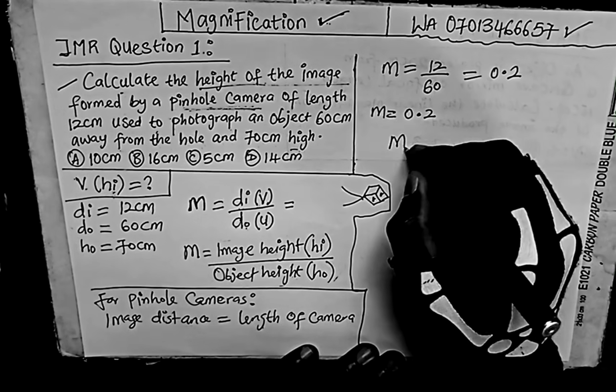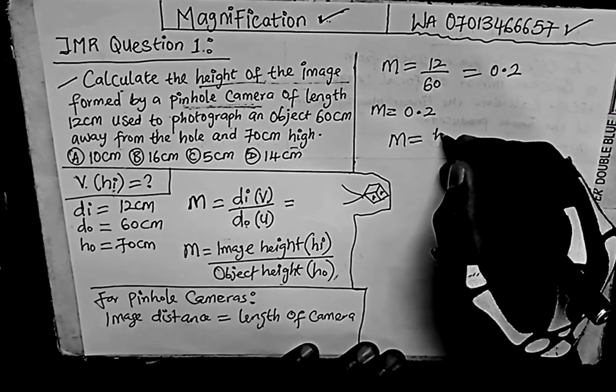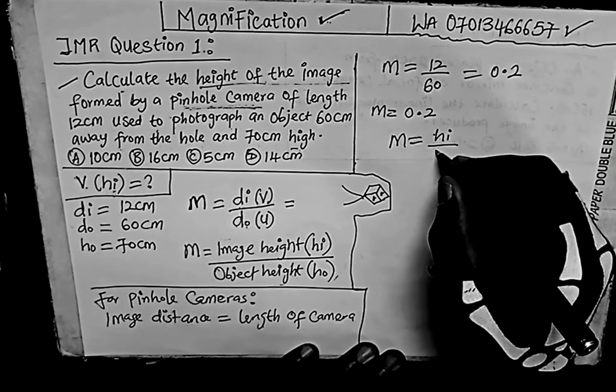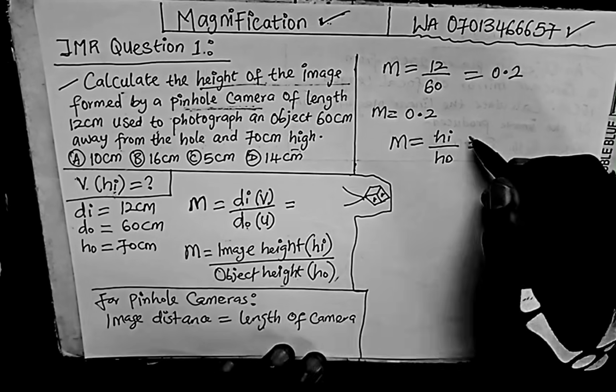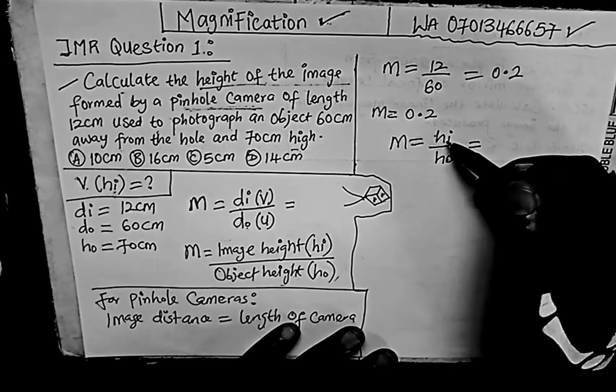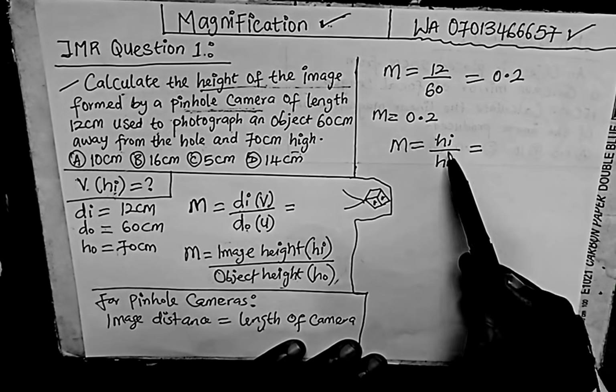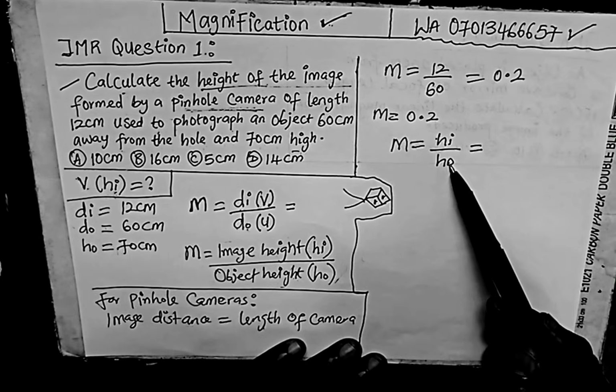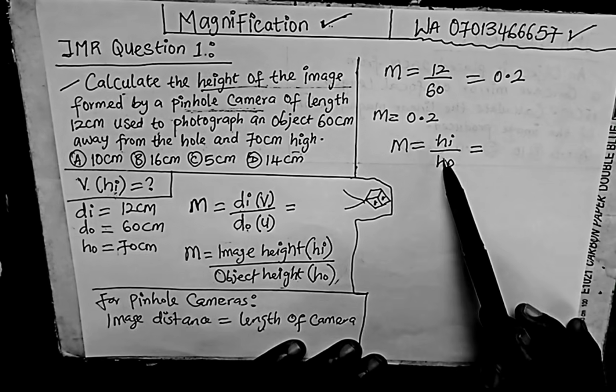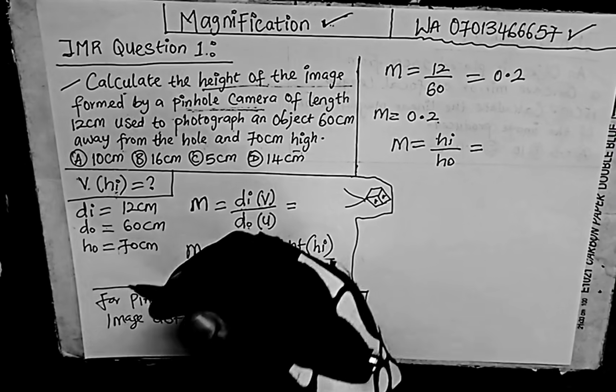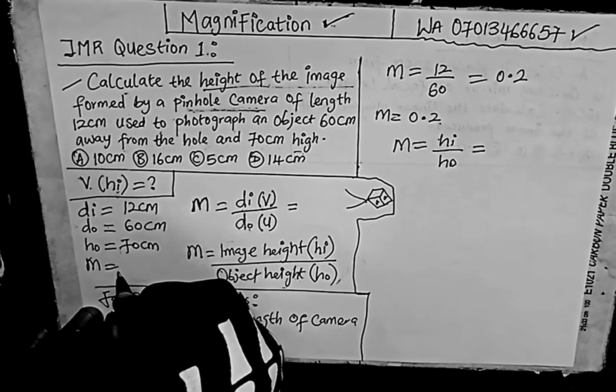M is equal to HI, which is the image height, over HO, the object height. If we substitute what we have here, we get the image height here, which we don't have, so that is what we want to find. We get the object height here and the magnification here, so we put our magnification here, equal to 0.2.